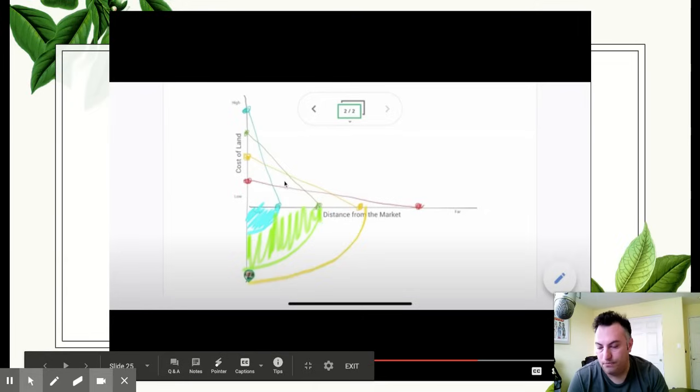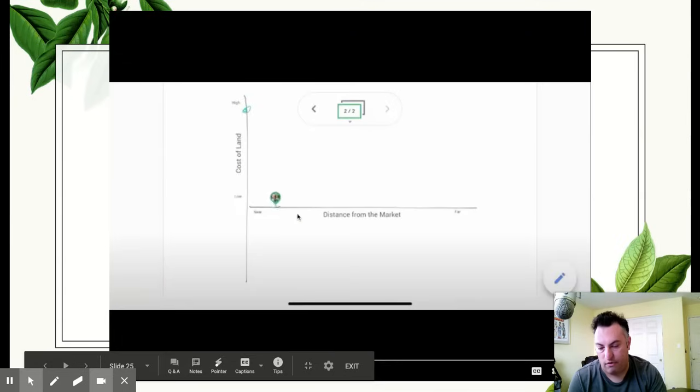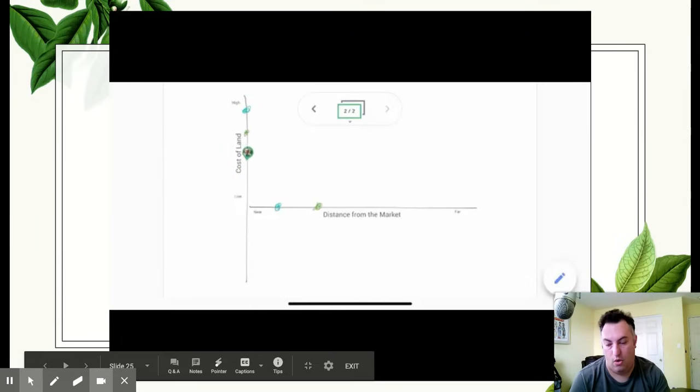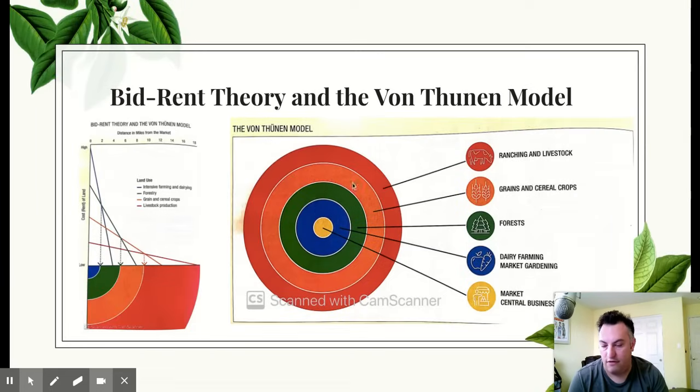So you're going to pay less to get more land, and you're going to be further away from the market, okay? So we got these 4 different groups. The group that's the closest will pay the most in rent. The group that's the furthest away will pay the least. And then we can expand it down from there to get what we call the von Thunen model. Okay. So let's go to the next slide where we can see the combination of both the bid rent theory over here on the left and the von Thunen model.